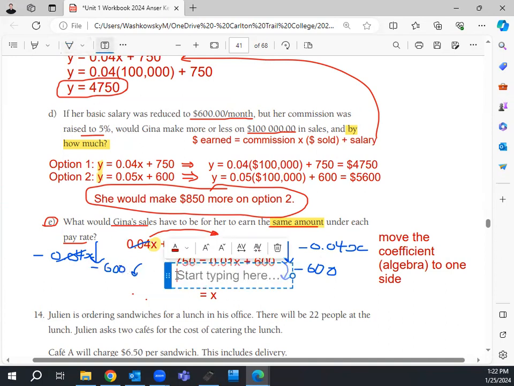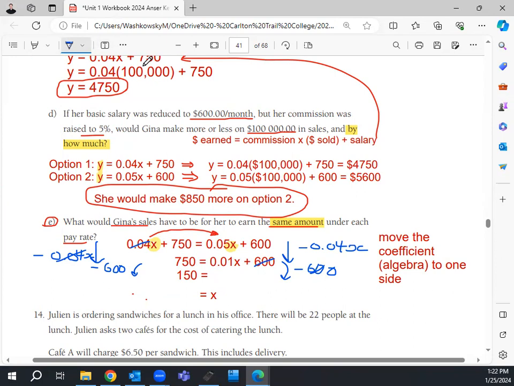$750 minus 600. Again, I'm skipping that step. It's just 150, right? You could put that in there if you want. You don't have to. And then what happens over here? Those get canceled out. I'm just left with 0.01x.